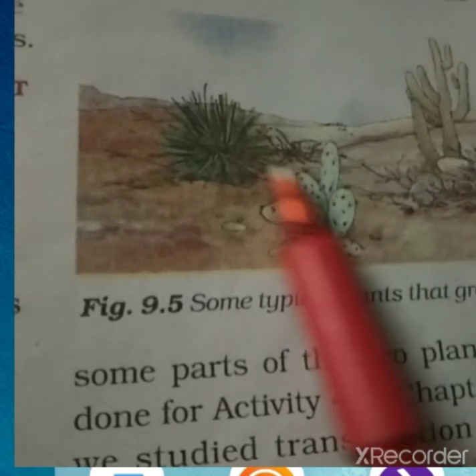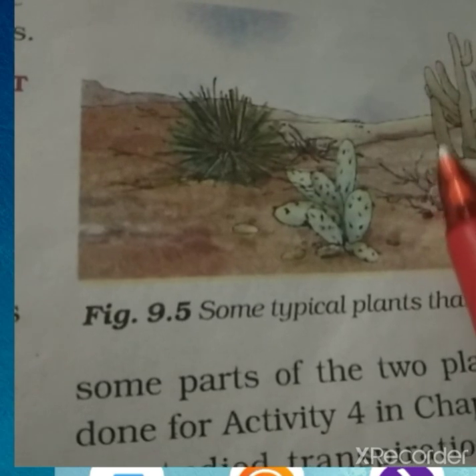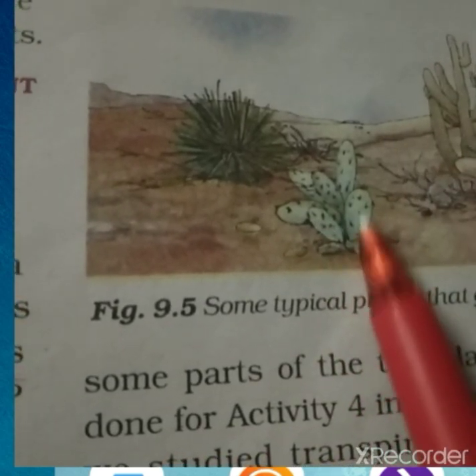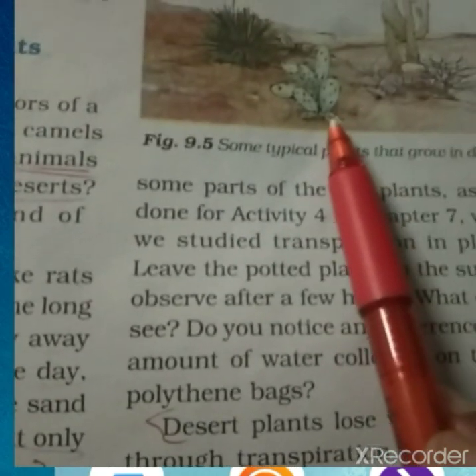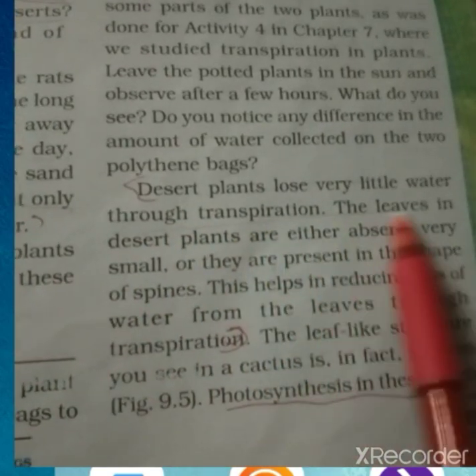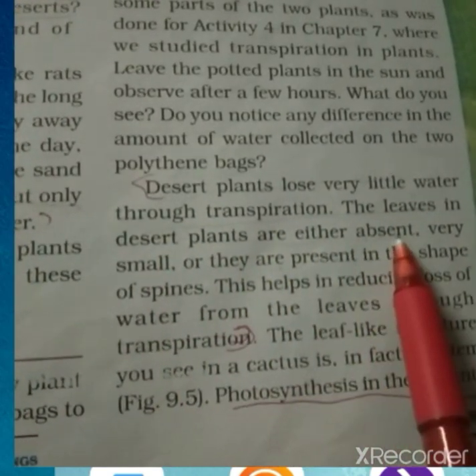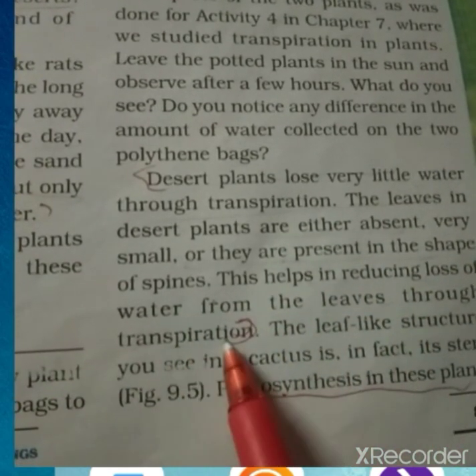Photosynthesis takes place in the stem, so the stems are mostly green in color. Look at here, it also has a thick and waxy layer on it, and its roots are deeper to absorb water. Desert plants lose very little water through transpiration. The leaves in desert plants are either absent, very small, or in the shape of spines. This helps in reducing loss of water from the leaves through transpiration.